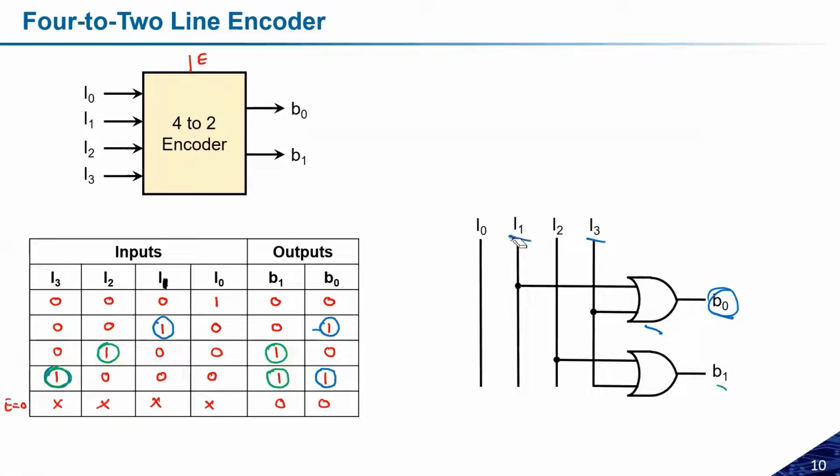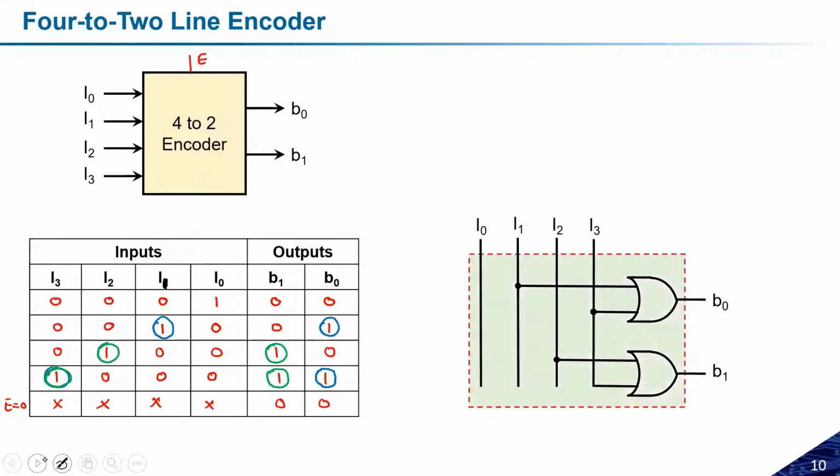By ORing I2 and I3, we can make the B1 as an output. Okay, so this is the simplest circuit that we can design with the help of logical gates. And this circuit is nothing but the encoder circuit.